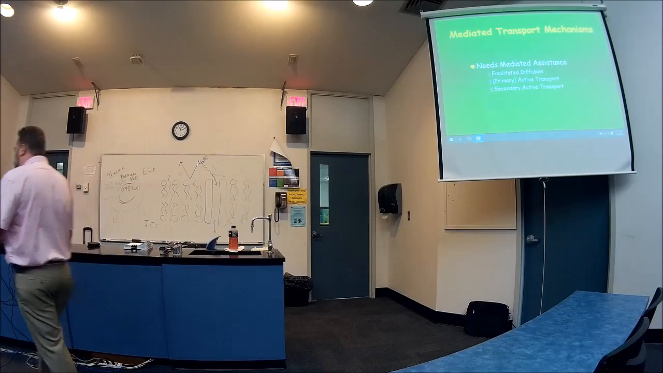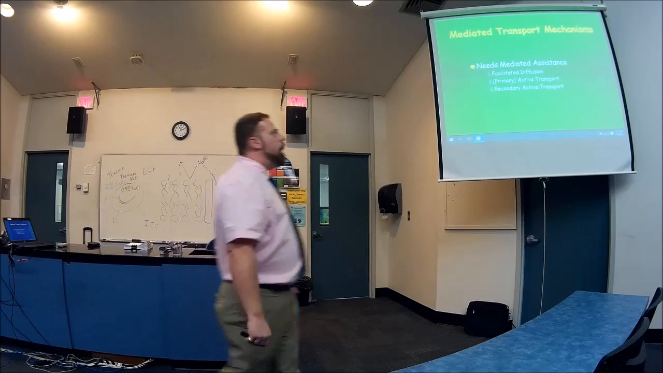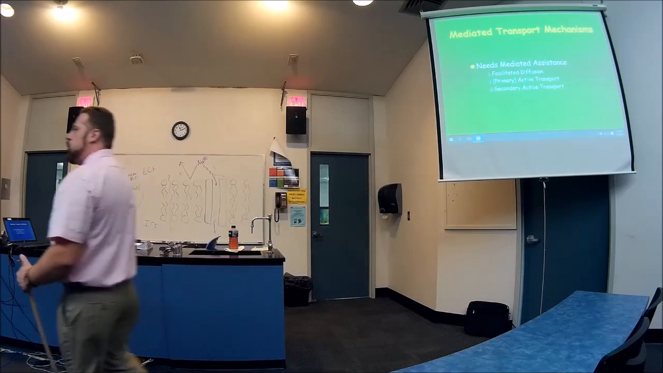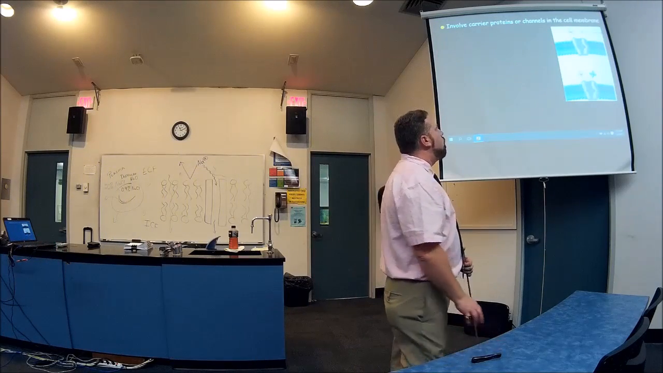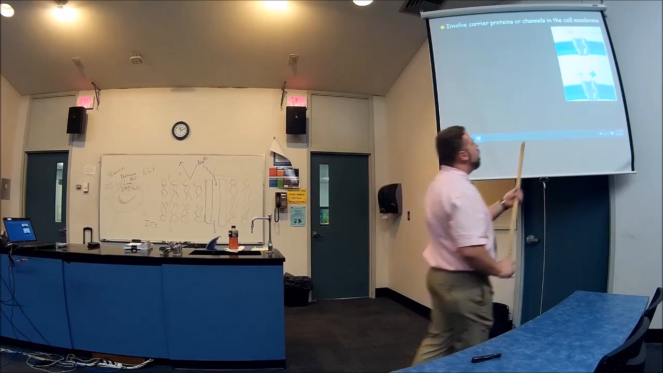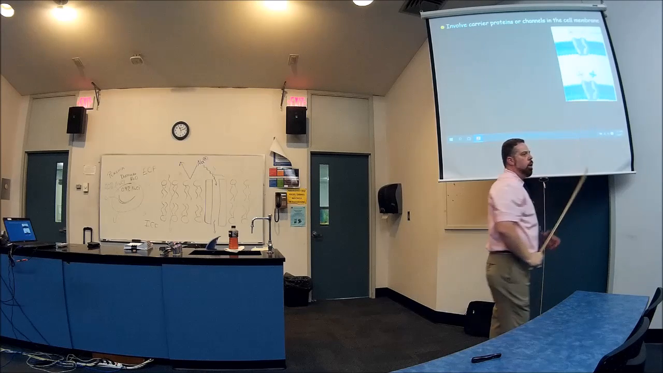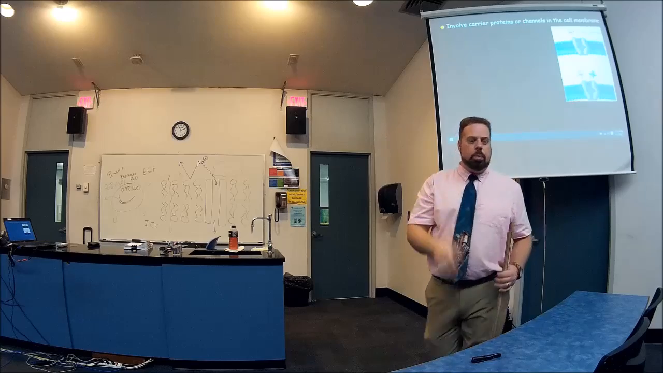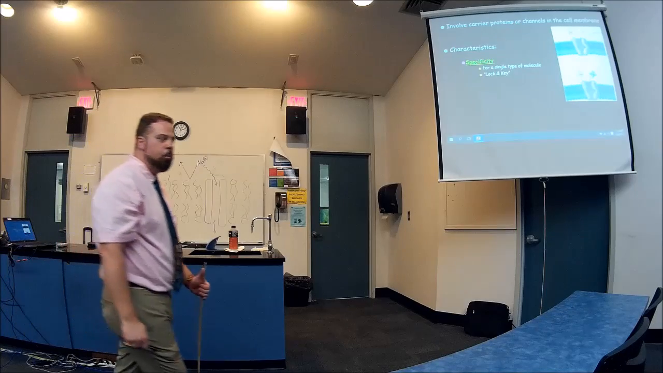Okay, so let's talk about, and this one gets a little bit more involved, the transport mechanisms where it does need some sort of assistance, because it's going kind of against the gradient. So it usually involves some carrier proteins. As I mentioned before, this shape will be able to get in here, but this shape won't be able to get in here. So they're very specific. All right? So we have to have like a lock and key.